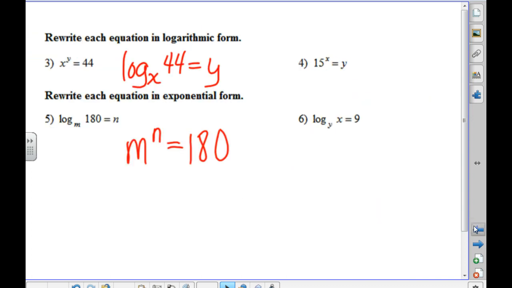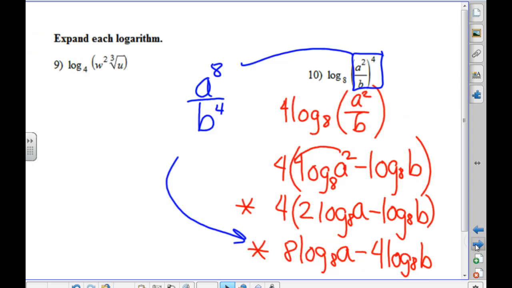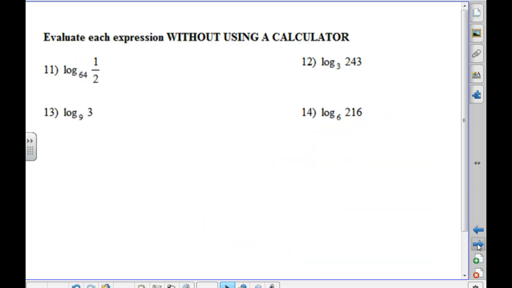M to the n equals 180. Okay? So if we're doing number 11, this means 64 to the what equals 1/2. Yeah, that's a hard one.